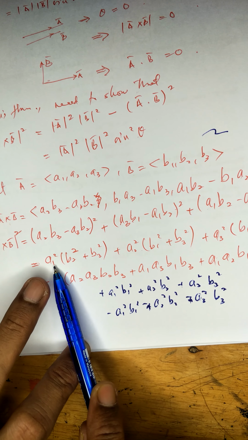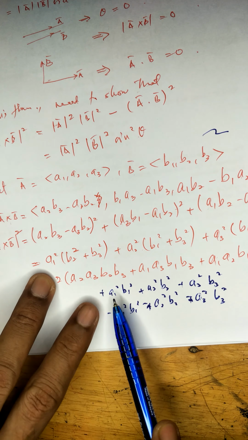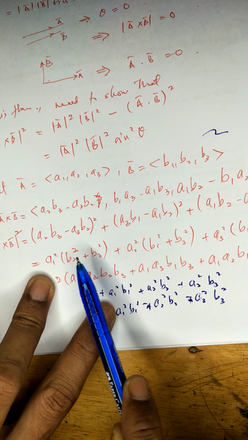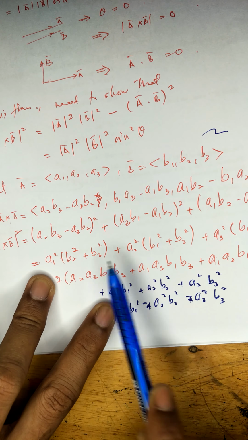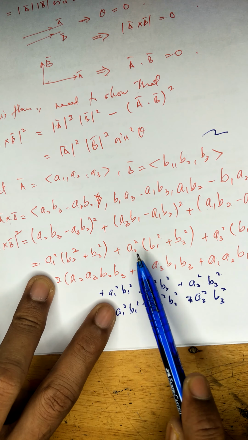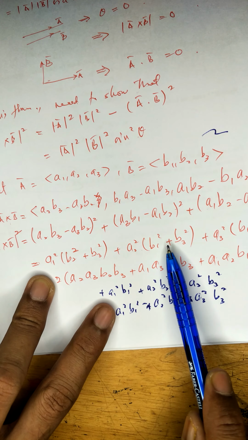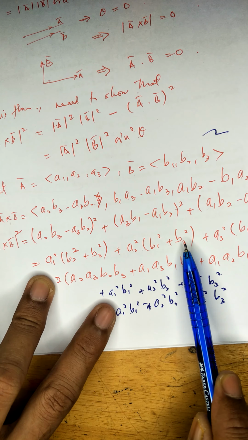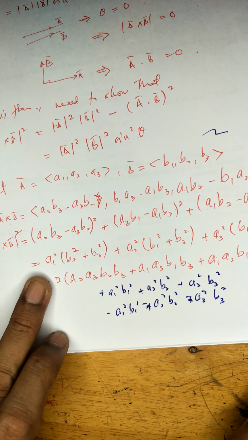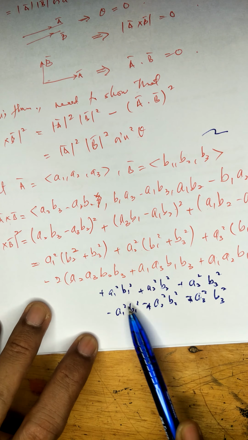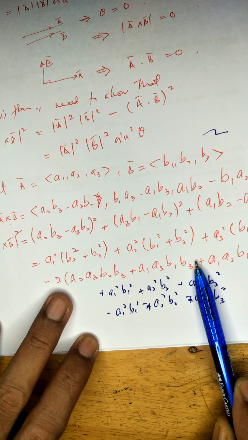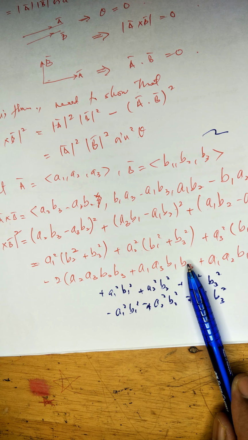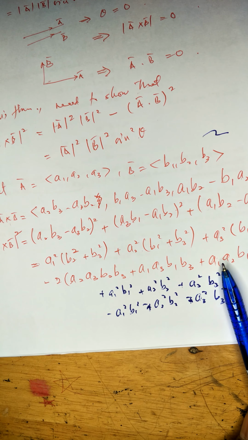You can of course factor out a1 squared here, and with this one, what is left is b1 squared plus b2 squared plus b3 squared. As well as this one here, you can factor out a2 squared. So what is left is b2 here. Now we have b1 squared plus b2 squared plus b3 squared, as well as with this. So for the minus here, you can put in here, and that will give you the result of a dot b.